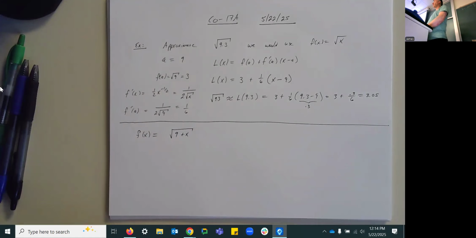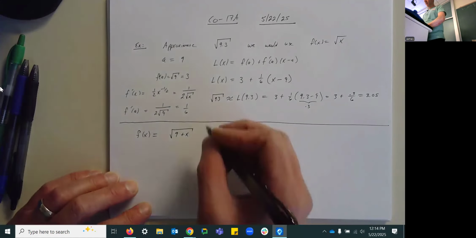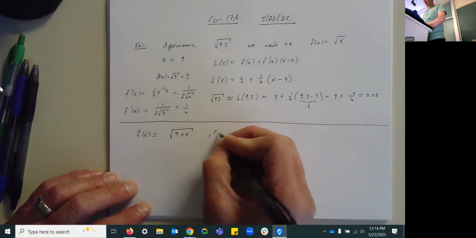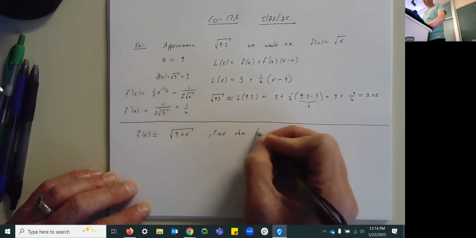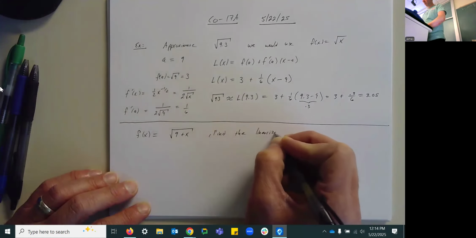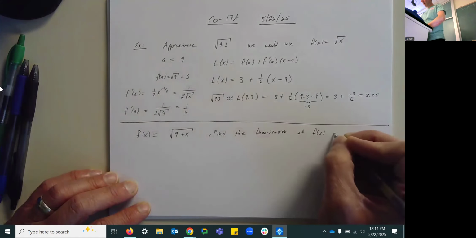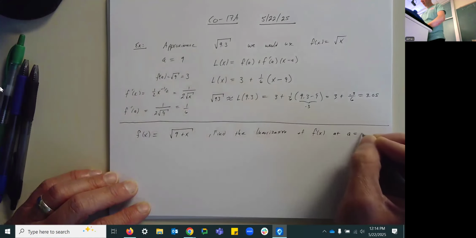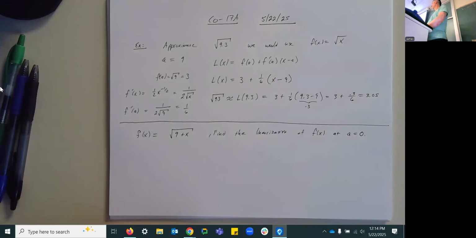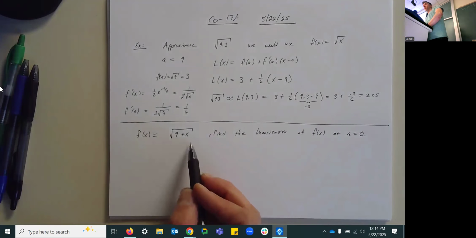So instead of finding the linearization of this at x equal to 9, like in the previous problem, we're going to start off by finding the linearization of f of x at, instead of a equal to 9, a equal to 0. So we're still getting a good approximation of the square root of things that are close to 9, because we're going to have square root of 9 plus 0.